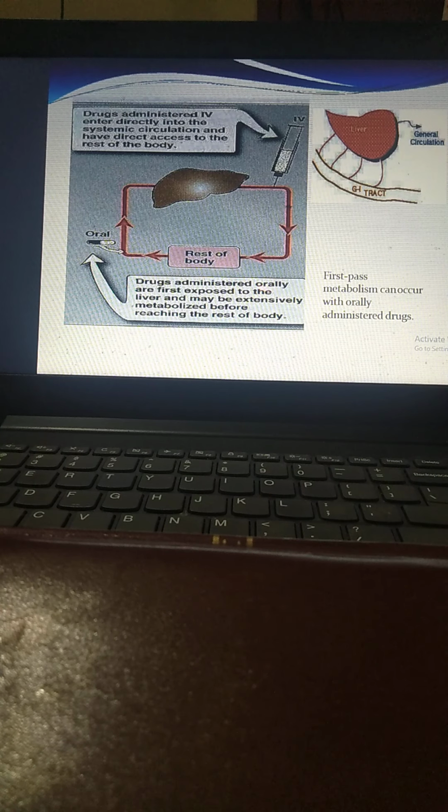So a drug administered orally is first exposed to the liver, and may be extensively metabolized before reaching the rest of the body. This is the difference: bioavailability is full when we give IV, and it is not full in some cases when given orally. Take the case of diazepam, it is 100%. So this is one of the examples. This is the general circulation, and this is the liver, where the portal system is directly connected to the GIT.